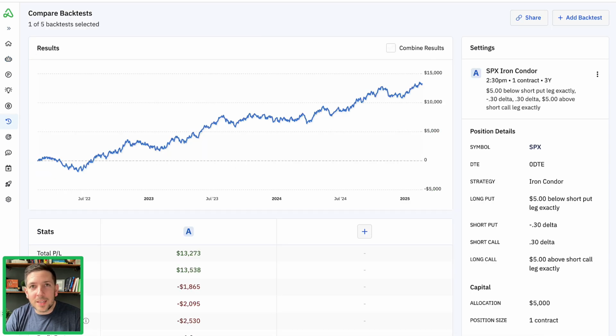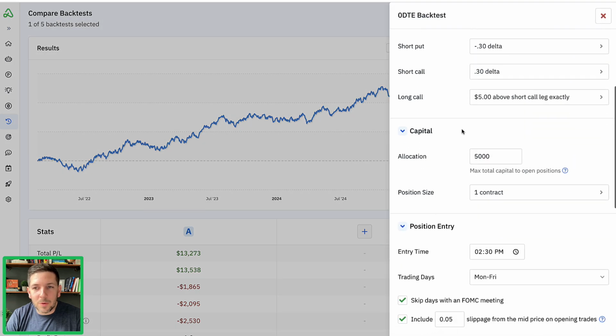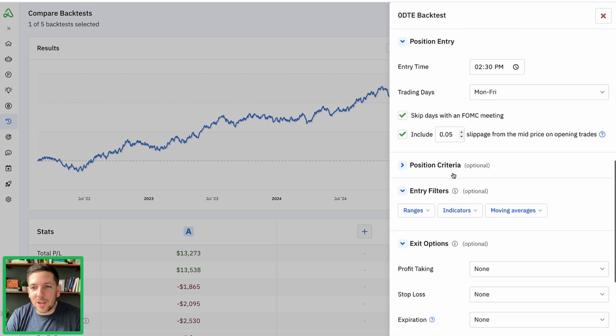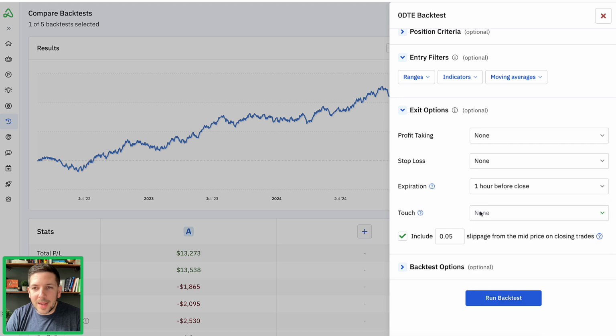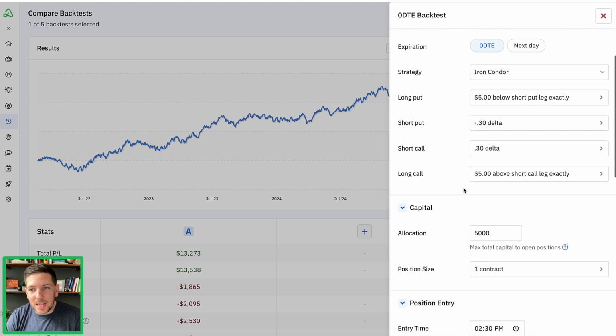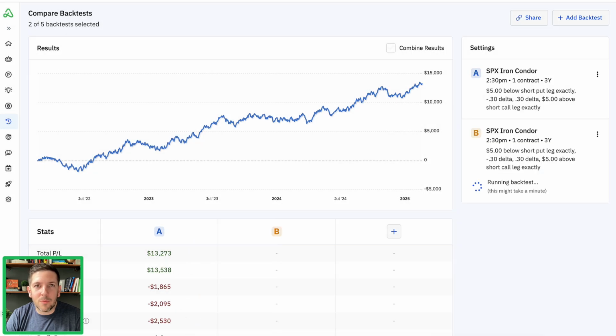But if there's a way to improve this strategy, of course I'm going to do that. So let's test a way to improve this potentially. Let's go ahead and add a variation here for this one also. We can run all of these at the same time and just come back and check on them at different points. Let's actually go ahead and introduce an exit 1 hour before the close. So exact same strategy in this case. This one's entering positions at 2:30 and then closing 1 hour before expiration. So we'll let that run as well.